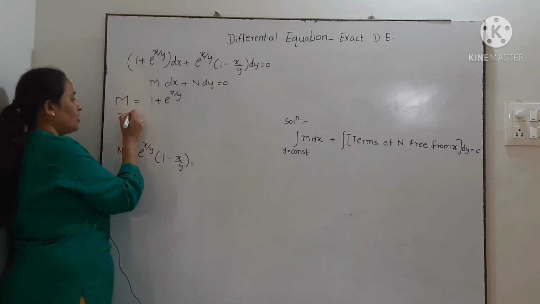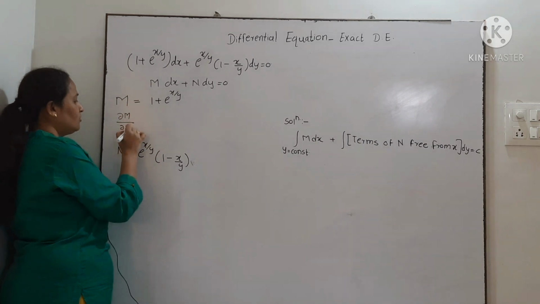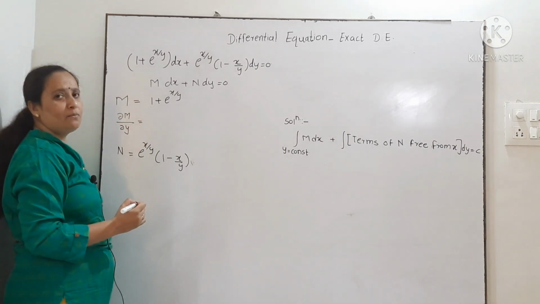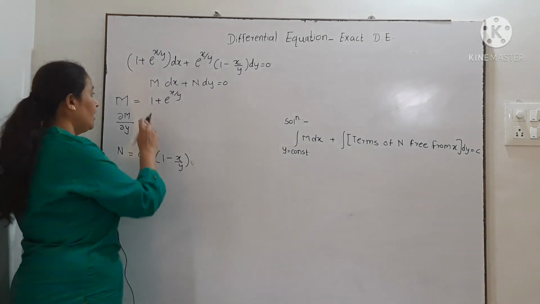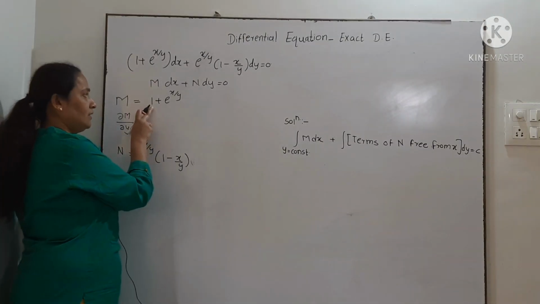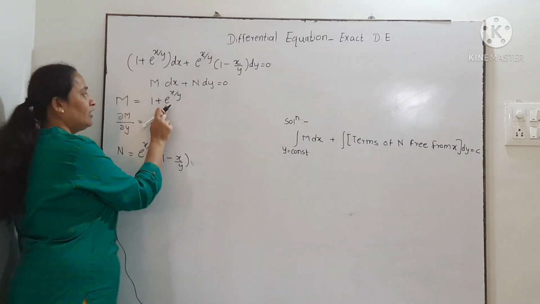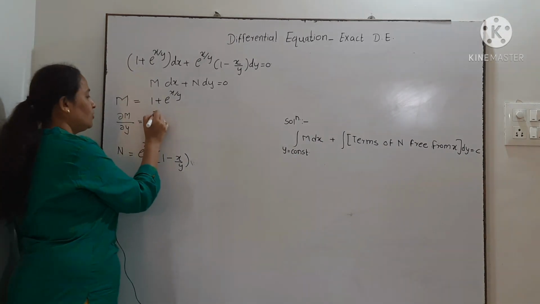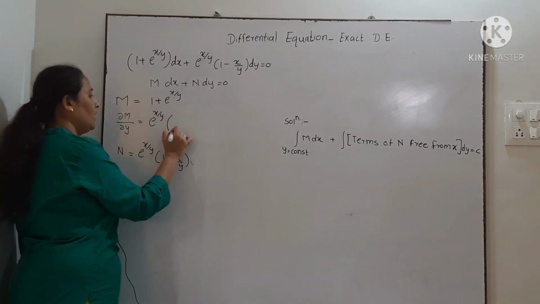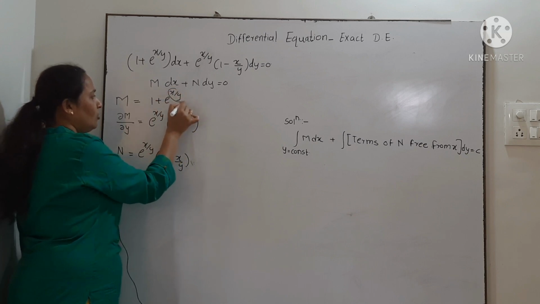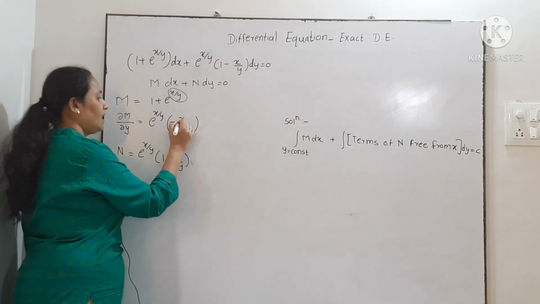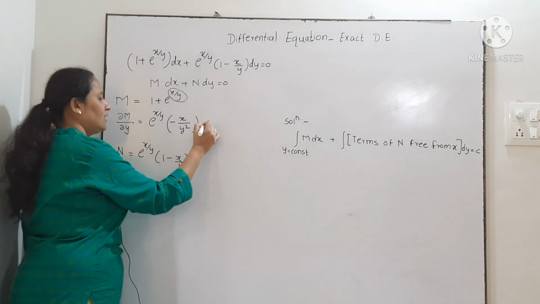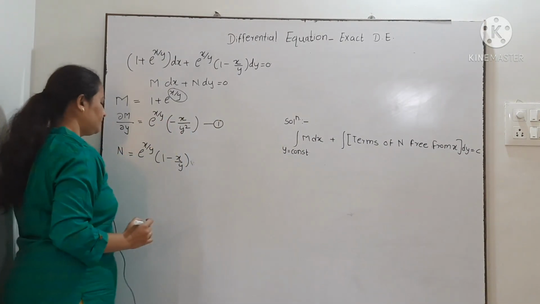Now if I find partial derivative of M with respect to y, differentiate this partially with respect to y. That means you have to treat x as constant. Derivative of 1, that is constant, is 0. Derivative of e raised to x is e raised to x. So it is e raised to x upon y into derivative of x upon y with respect to y, that is minus x upon y square. Say this as equation number 1.